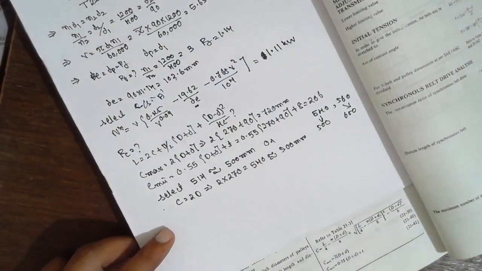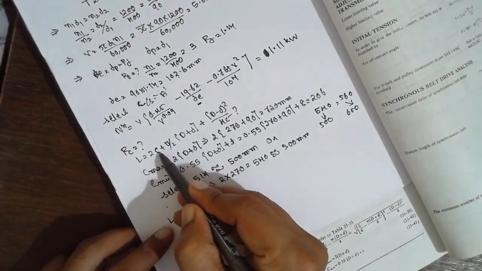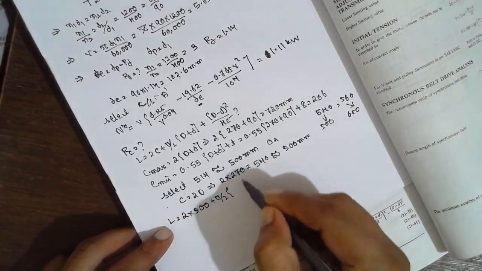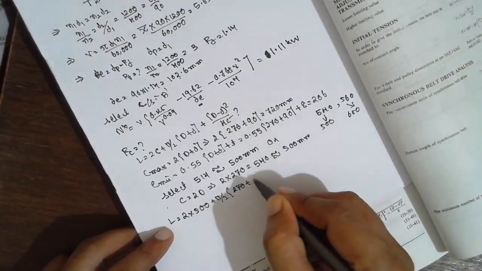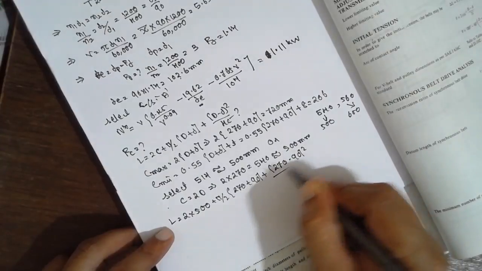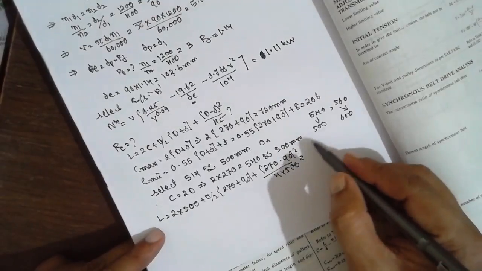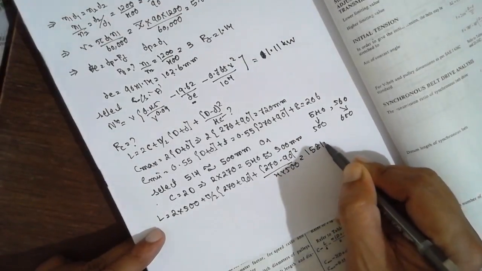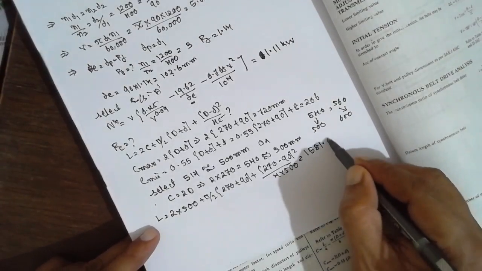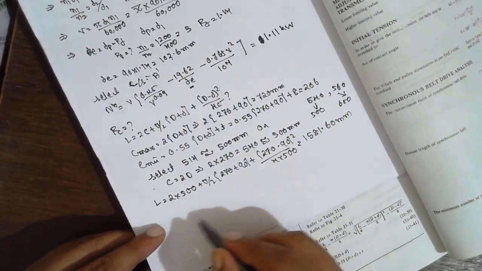After knowing the C value, I will substitute these values here. C value is nothing but 500. 2 into 500 plus pi by 2 into (270 plus 90) plus (270 minus 90) whole square divided by 4 into 500. The answer will be 1581.60 mm.